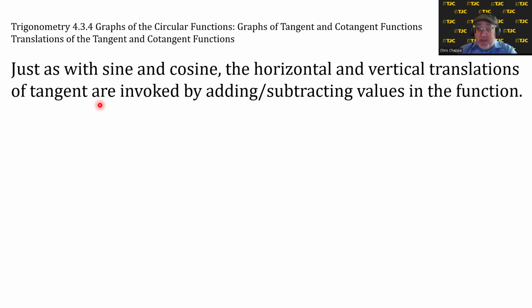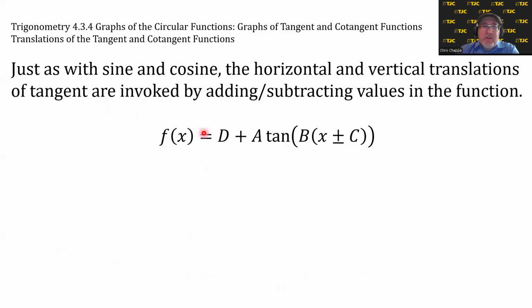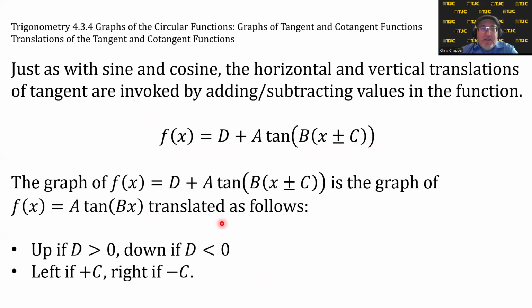Just as with sine and cosine, the horizontal and vertical translations of tangent are invoked by adding or subtracting values in the function. Specifically, if we had f of x equals d plus a tangent of the quantity b times the quantity x plus or minus c, then the graph of that is the graph of f of x equals a tangent of bx without anything added anywhere, translated as follows. Up if d is greater than 0, down if d is less than 0, left if it's plus c, right if it's minus c.